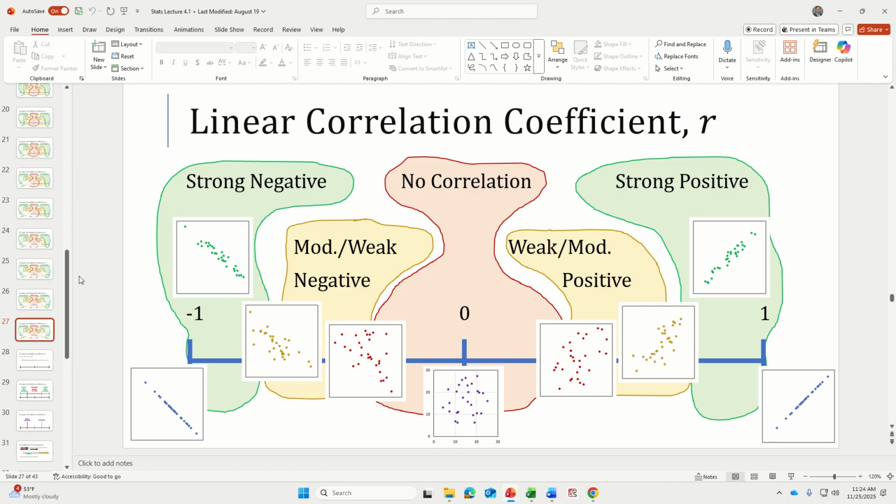But you can't have a linear correlation coefficient greater than 1. You can't have a linear correlation coefficient less than -1. It's always between -1 and +1.